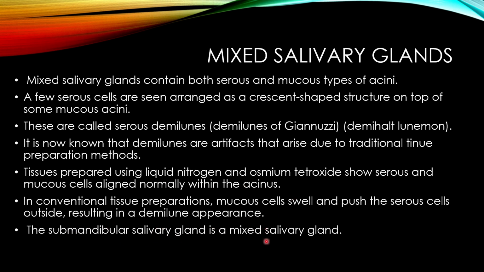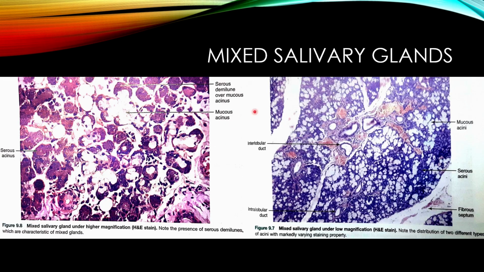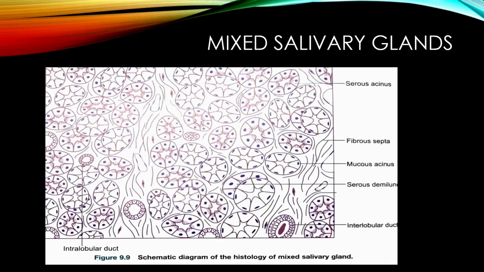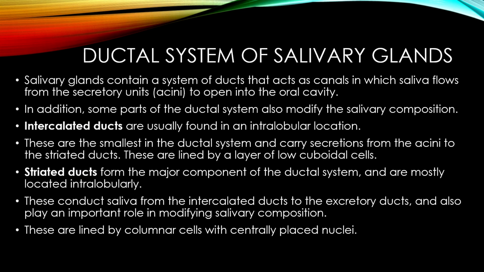Submandibular salivary gland is a mixed salivary gland. Okay, this is the typical one. If you can understand these, you are a genius. These are the schematic representations. As you can see, there are some zymogen granules, and these are mucous. The mucous acini, the serous acini. These are the serous demilunes. Here you can see a small proportion of serous cells over the mucous acini with some zymogen granules, and all types of ducts are present here.